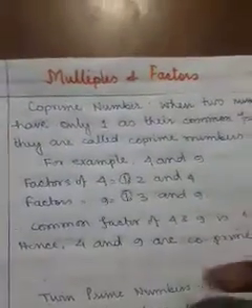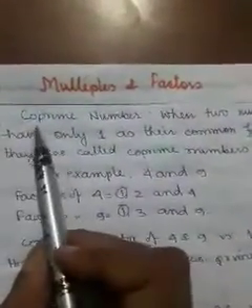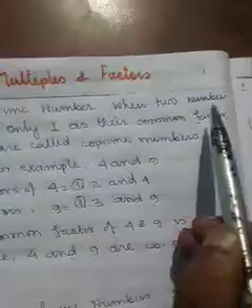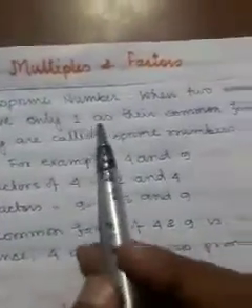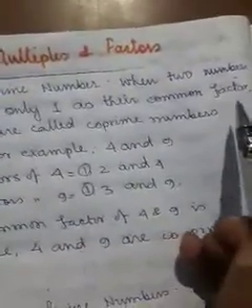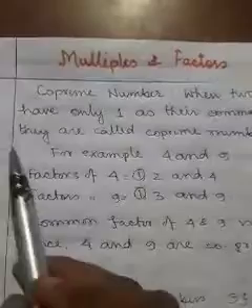In this video I will discuss co-prime numbers. When two numbers have only one as their common factor, then they are called co-prime numbers. For example, 4 and 9.